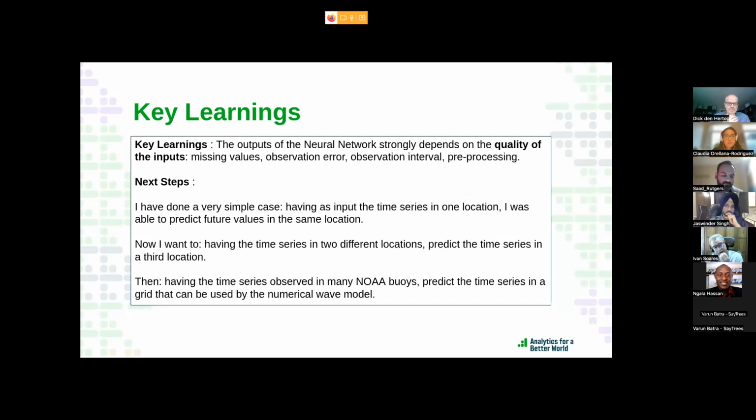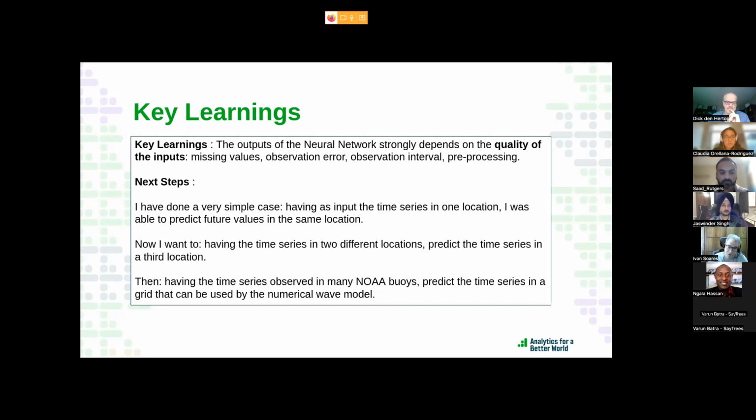The key learnings that I have, what I have learned from now, is that the outputs of the neural network strongly depend on the quality of the inputs. So if my time series has lots of missing events, if the observation error is high, if the observation interval is not constant, in summary, if the time series that I use as input is not good, the outputs of the neural network will not be good. So this is something that I have learned that I want to have in mind for the next steps.